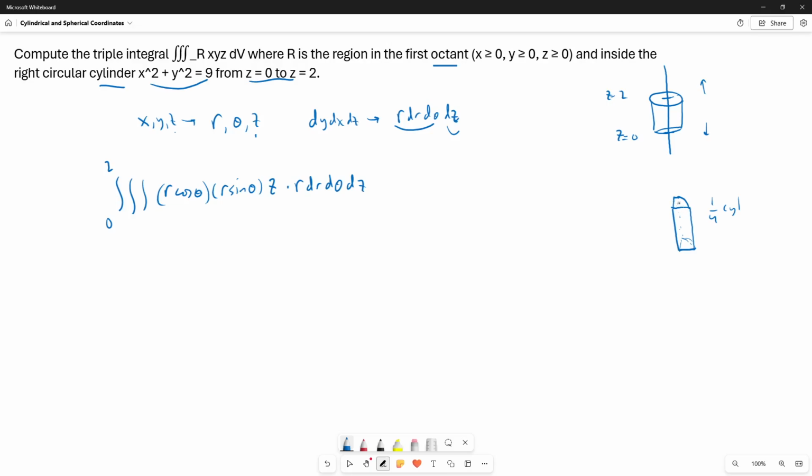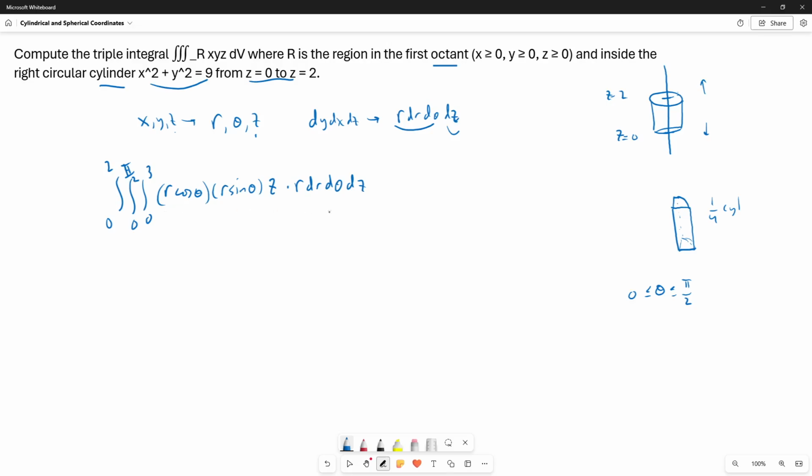So z is going to go from 0 to 2. Theta, since we're only doing 1/4 of a circle, is going to go from 0 to pi over 2. And r is going to go from 0 to the radius of our cylinder, which is 3. x squared plus y squared equals r squared, so r squared is 9, so r is 3.